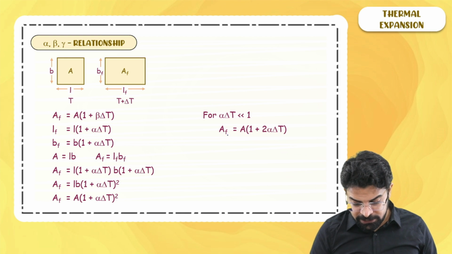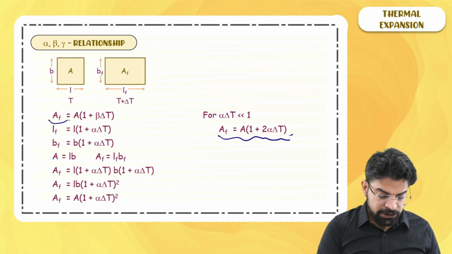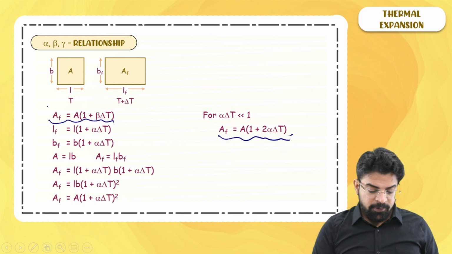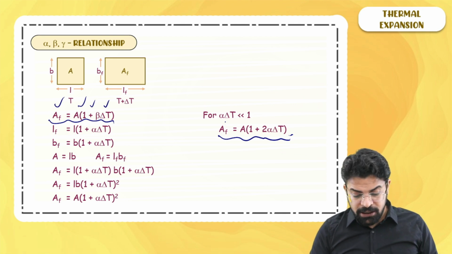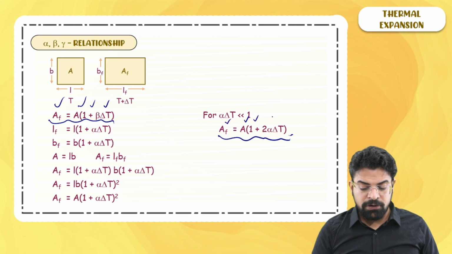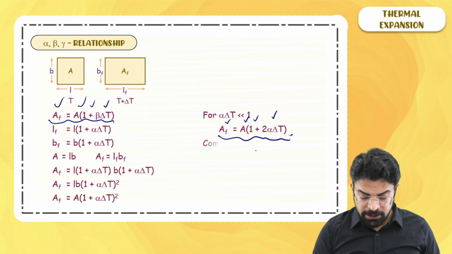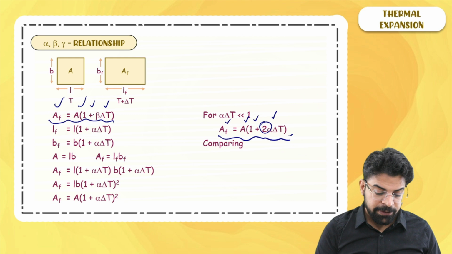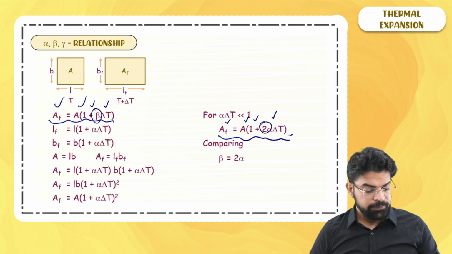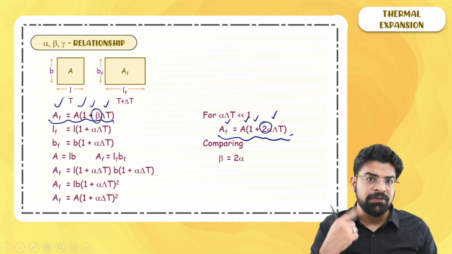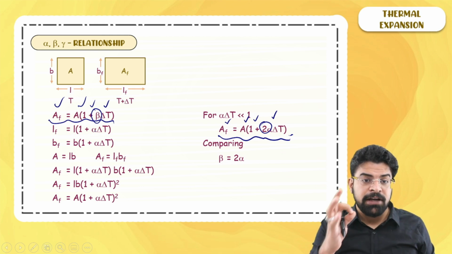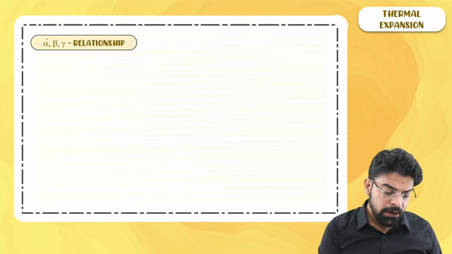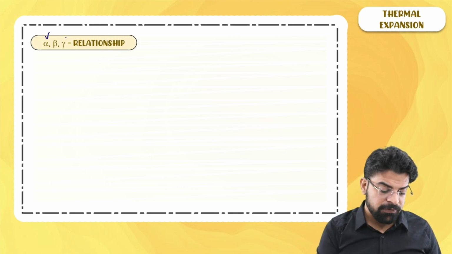Now comparing this equation with this equation, you can see that the final area equals original area into 1 plus beta delta t, and the final area equals original area into 1 plus 2 alpha delta t. On comparing these two, you will say that beta has to be equal to 2 alpha. So beta is double of alpha. The coefficient of superficial expansion is double of that of alpha. Now let's think of the next case. How to determine the relationship between alpha and gamma.